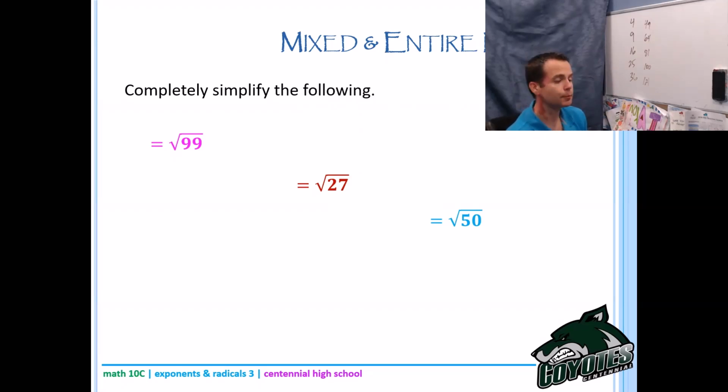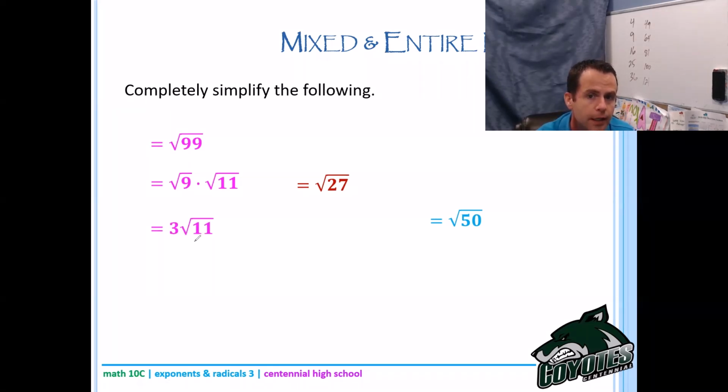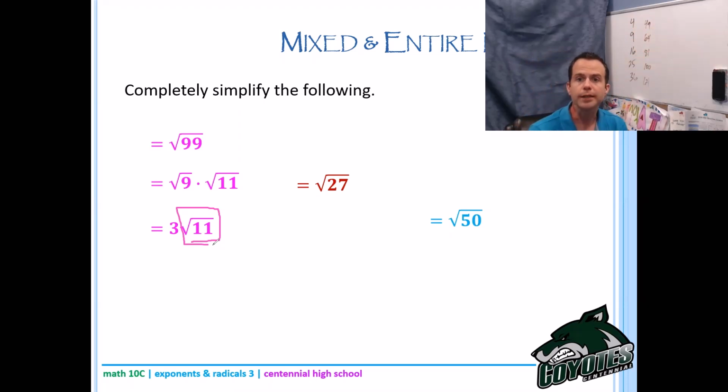So 99 can break down into root 9 times root 11. And then you ask yourself, okay, well, what do I know? I know that the root of 9 is 3, so it's 3 root 11. Now, you got to go as far as you possibly can. So now I'm looking at this 11 and saying, is there another factor off this list of 11? And the answer to that is no. When the answer to that is no, then it means I'm done. I've simplified this as much as possible.